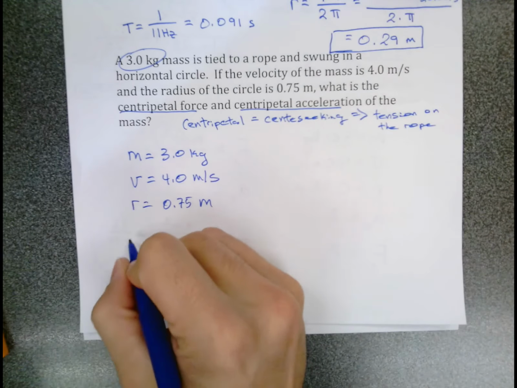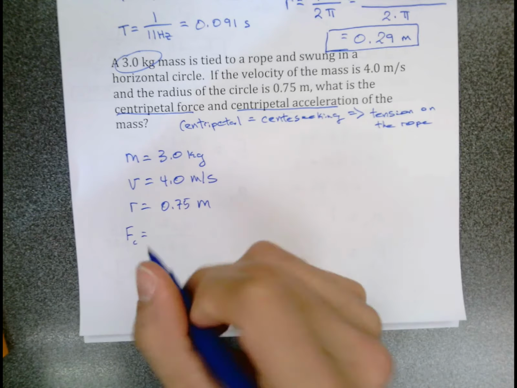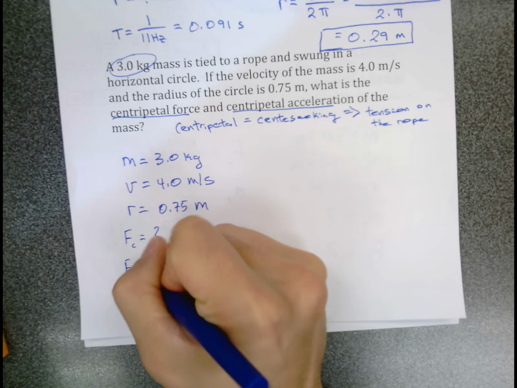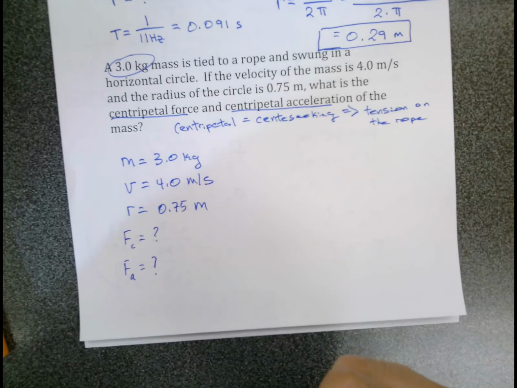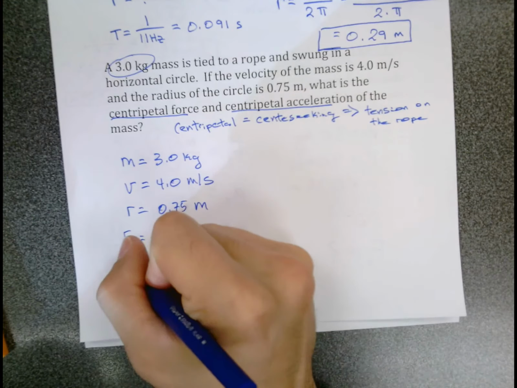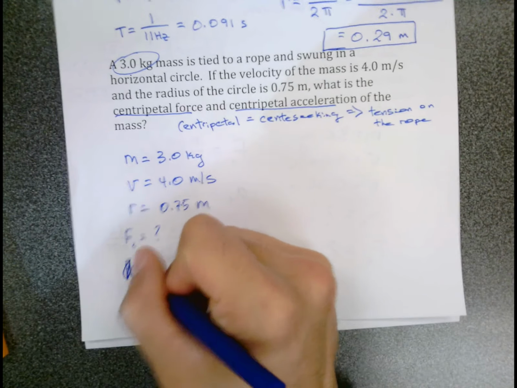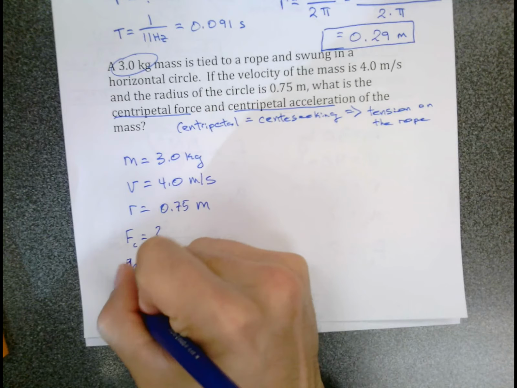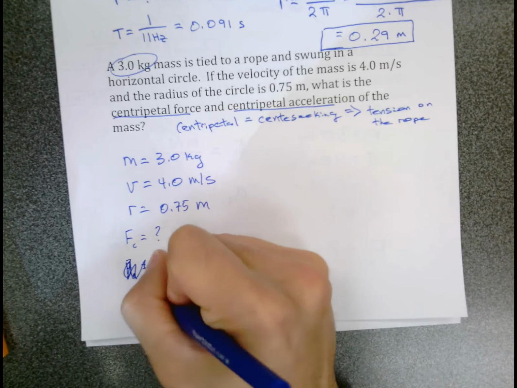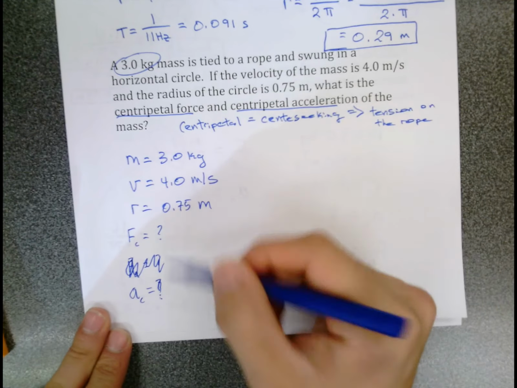What is the centripetal force? That is F with a small c for centripetal force, and the centripetal acceleration. Alright. First, I just made a mistake: that centripetal acceleration is a for acceleration and small c for centripetal, and that's what we're looking for. That's the question mark.